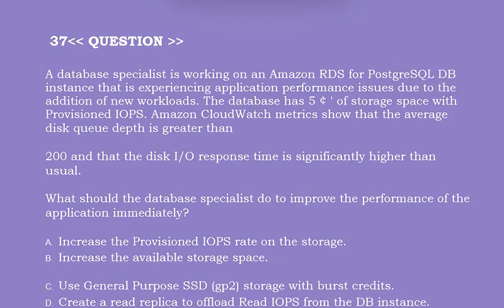Question is, a database specialist is working on an Amazon RDS for PostgreSQL DB instance that is experiencing application performance issues due to the addition of new workloads. The database has 5 TB of storage space with provisioned IOPS. Amazon CloudWatch metrics show that the average disk queue depth is greater than 200 and that the disk I/O response time is significantly higher than usual. What should the database specialist do to improve the performance of the application immediately?